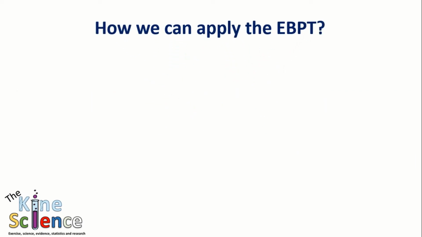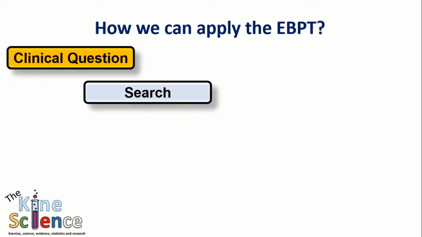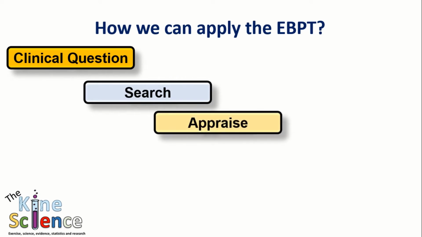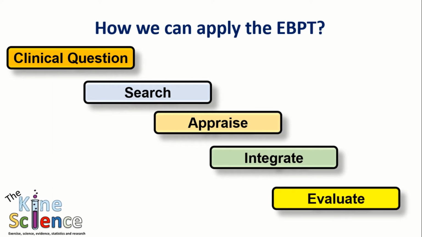So how can we apply the EBPT in our real life? We have five different points, five different steps. I want to show you each one. So the first one is clinical question. The second one is search. You have to appraise the evidence and integrate this new knowledge in your clinical practice. And finally, you have to evaluate.